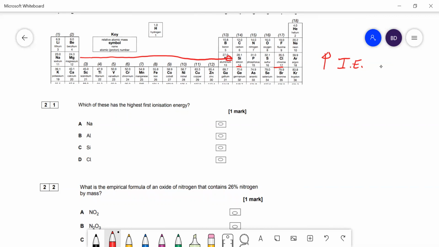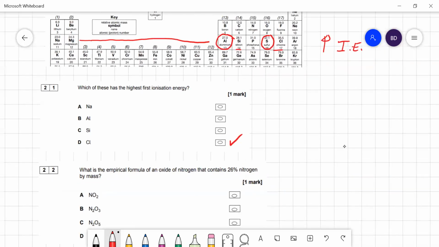Let's just check that. There are a few little dips there. Do you remember as you go across? It dips when you go from magnesium to aluminium. You get a little dip because aluminium's got a lower first ionization energy because it's coming from the 3p. Sulfur's got a slightly lower ionization energy than phosphorus because you're getting pair repulsion, but none of those things apply. Chlorine has got the highest one. Chlorine is the answer there.